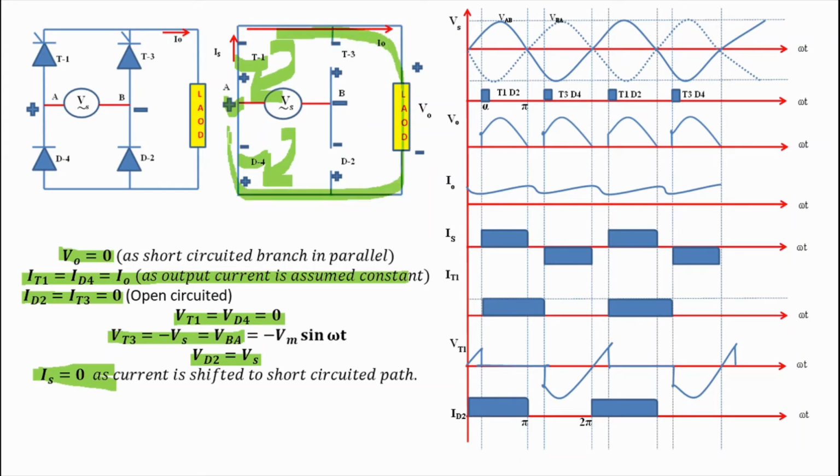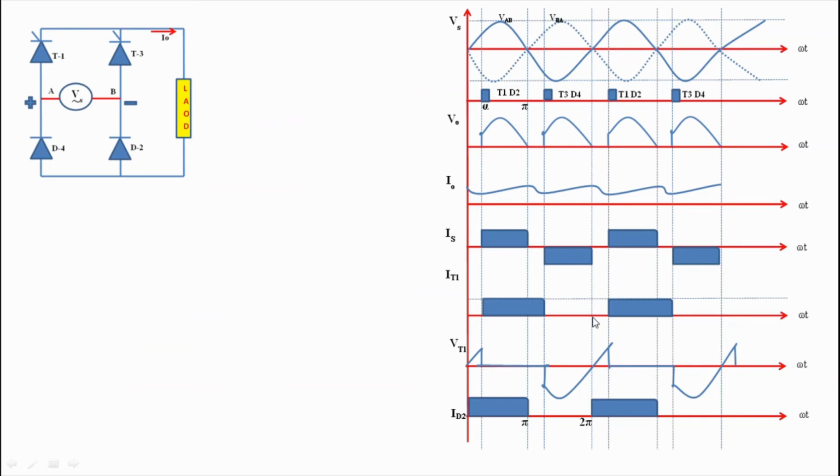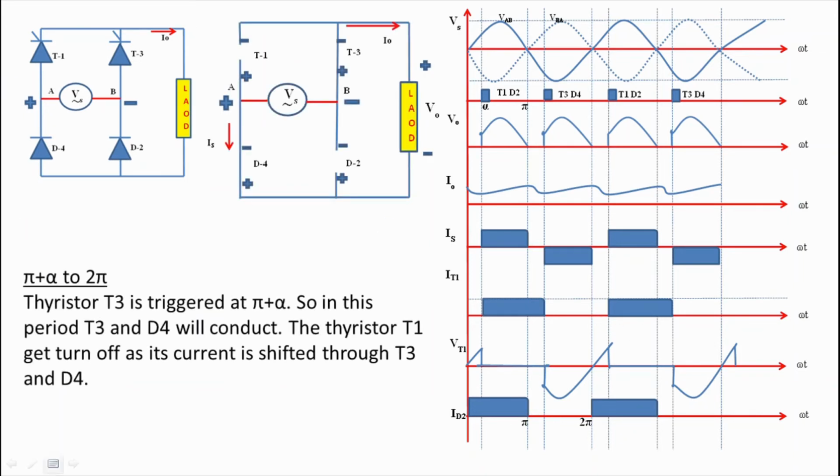In waveform, we can clearly see that V0 is equals to 0, I0 is equals to constant, Is is equals to 0, IT1 is equals to I0, VT1 is equals to 0 and ID2 is equals to 0. Now see the circuit operation from pi plus alpha to 2 pi. At omega t is equals to pi plus alpha, thyristor T3 is triggered. So it will get turn on and act as short circuit. D2 is reverse bias, so it is open. D4 is forward bias, so act as short circuit. Now as soon as T3 is fired, T1 get turned off immediately.